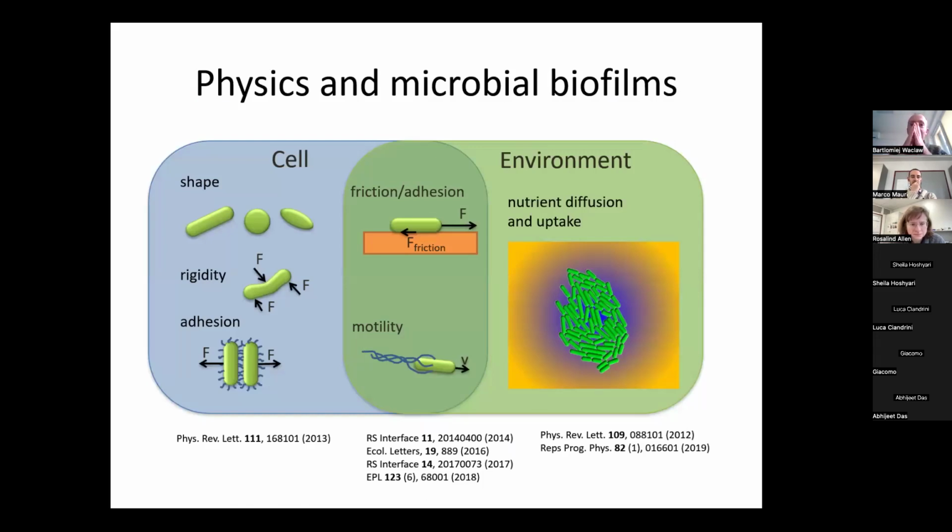So in my research, I've been trying to understand how physics affects the growth and evolution of biofilms. This is because I'm a physicist, so this kind of angle comes naturally to me. And what we have done over the last 10 or so years is to look at, for example, how the shape or rigidity or adhesion between bacterial cells affect how bacterial colonies grow, and also how various physics or chemistry interactions with the environment affect this process, including diffusion or nutrient uptake and so on.